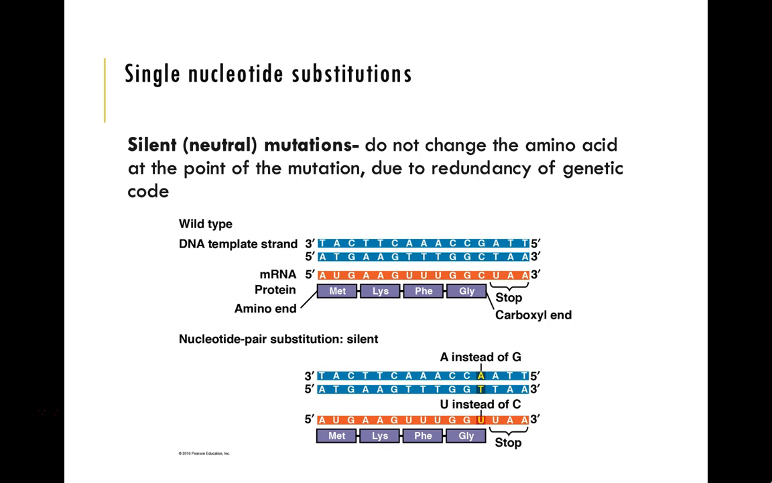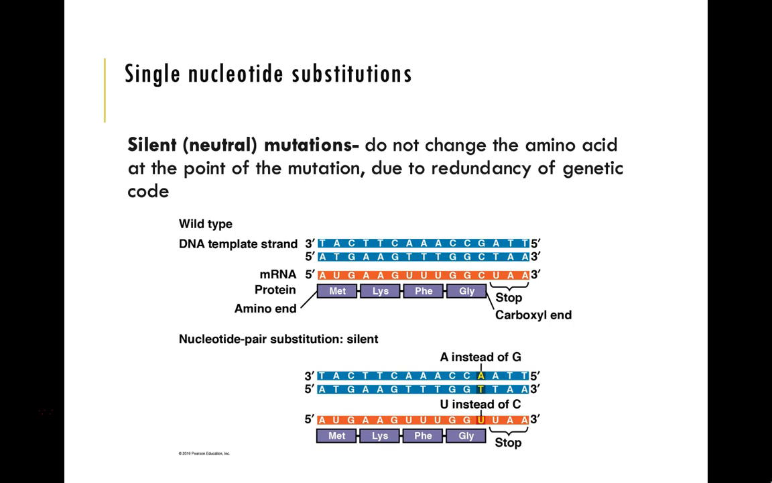The first type that we're going to talk about is silent mutations. These are also called neutral mutations. I'm fine with you calling them either one. I tend to call them silent, but if I say neutral, they mean the same thing. A silent mutation is a mutation that does not change the amino acid, and this is due to redundancy.